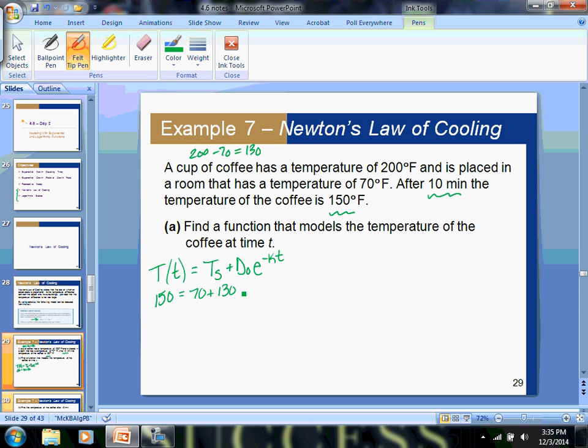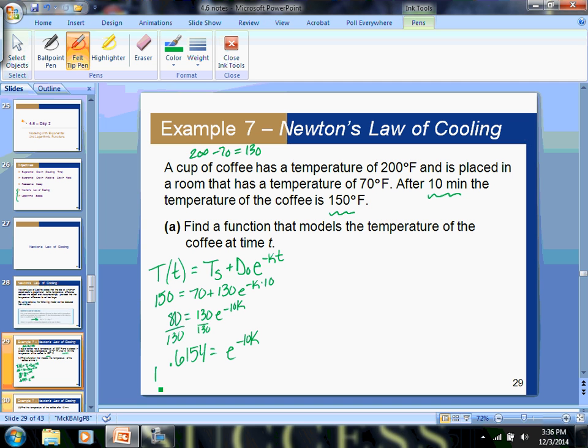I'm going to substitute our information in, negative k times 10. Then we're going to have to solve for k. The first thing I need to do is get rid of that 70, so I'll subtract it over. I'm going to write this as negative 10k just so it's not as awkward. Then I'm going to have to divide by the 130. I have to get that out of there because I have to isolate the e so that I can take the natural log of it. So I get 0.6154 when I divide those.